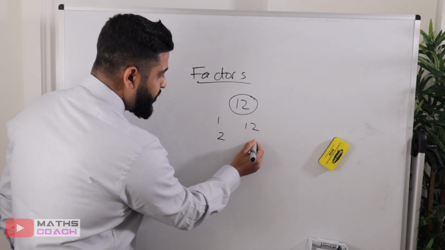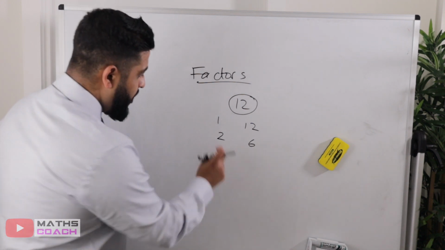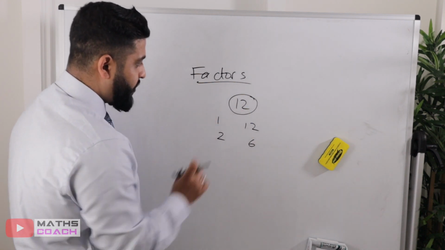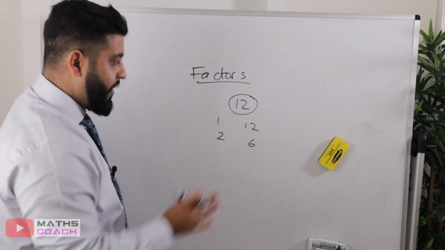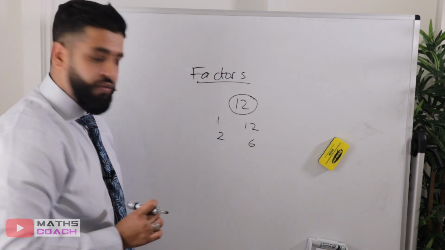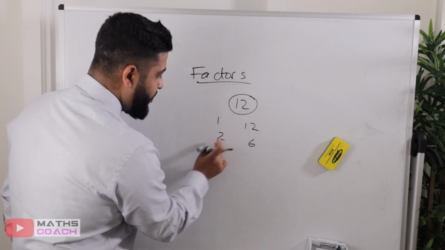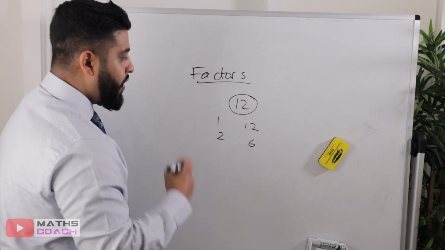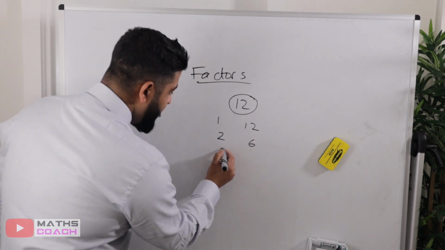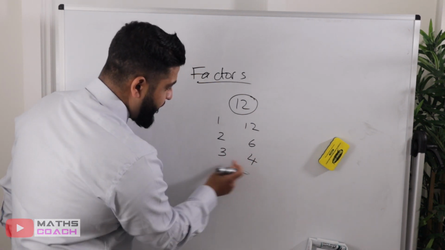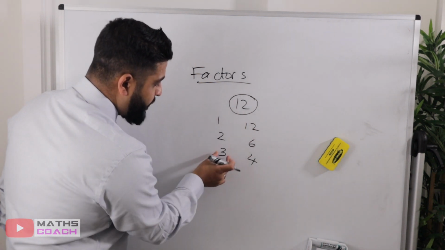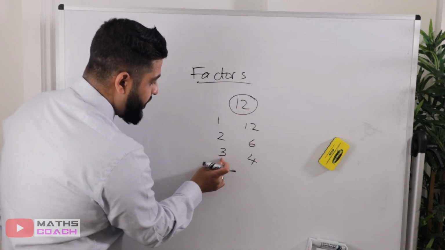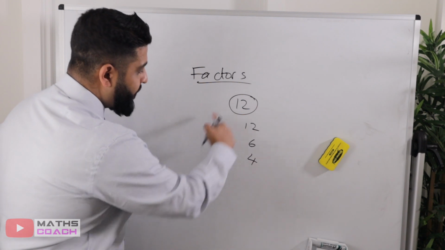Also you have 2 and 6. So 2 times 6 gives you 12. 2 is a factor of 12. 6 is a factor of 12. They both go into 12. 6 goes into 12 twice, and 2 goes into 12 6 times. What else do we have? We also have 3 and 4. 3 times 4 gives you 12. 3 goes into 12 4 times, and 4 goes into 12 3 times. So these are all the factors of 12.